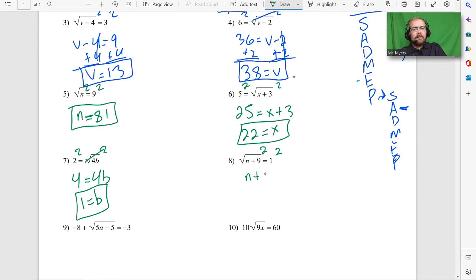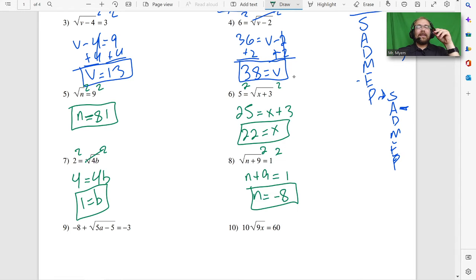So n plus 9 equal to 1 because 1 squared is 1. And then I subtract 9 from both sides, I get negative 8. Right? Always be careful with negative answers when you're solving radical equations because you can't take the square root of a negative number. Now, I didn't say the answer couldn't be negative, but you just want to be careful. If you get a negative answer, maybe plug it in just to check. I would highly, highly recommend that. I give that like a 9 out of 10 recommendation.